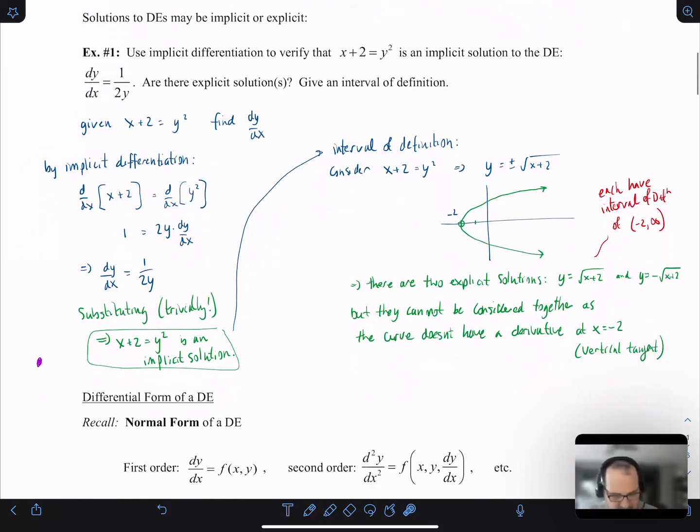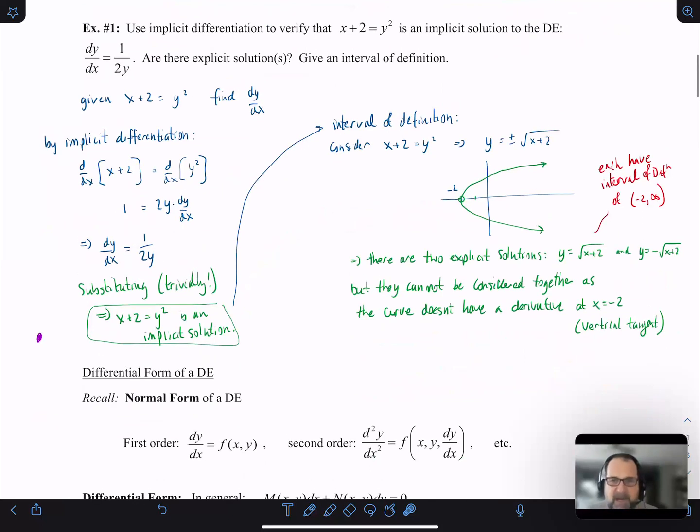Probably a little trickier and worth mentioning here is the interval of definition. If this is indeed a solution, notice that this is implicit and is not even a function. Again, you can solve this for y. If we solve this for y, we get y equals plus or minus the square root of x plus 2. This is plus the square root of x plus 2, and this is minus the square root of x plus 2. So we get, again, these two explicit functions. When you paste them together, you get the implicit relation.